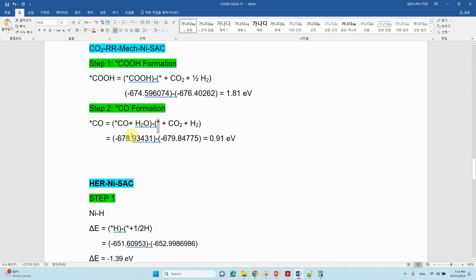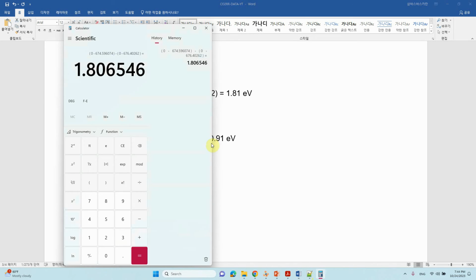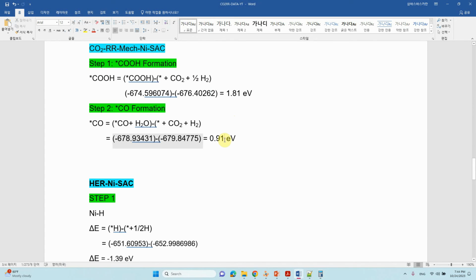Then you can substitute this energy into that calculator. That is .91. This is your second, CO formation energy. The final desorption energy is different, I will tell you that later.